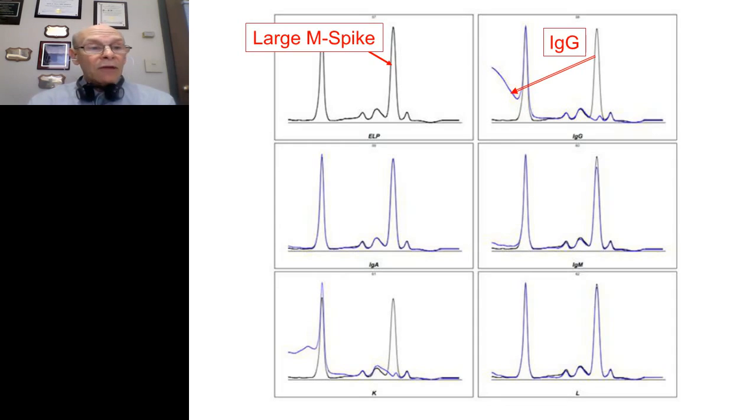However, comparing anti-kappa on the bottom left panel with anti-lambda on the bottom right panel, we see that the anti-kappa subtracts the spike while the anti-lambda does not. This identifies the M spike as an IgG kappa M protein.